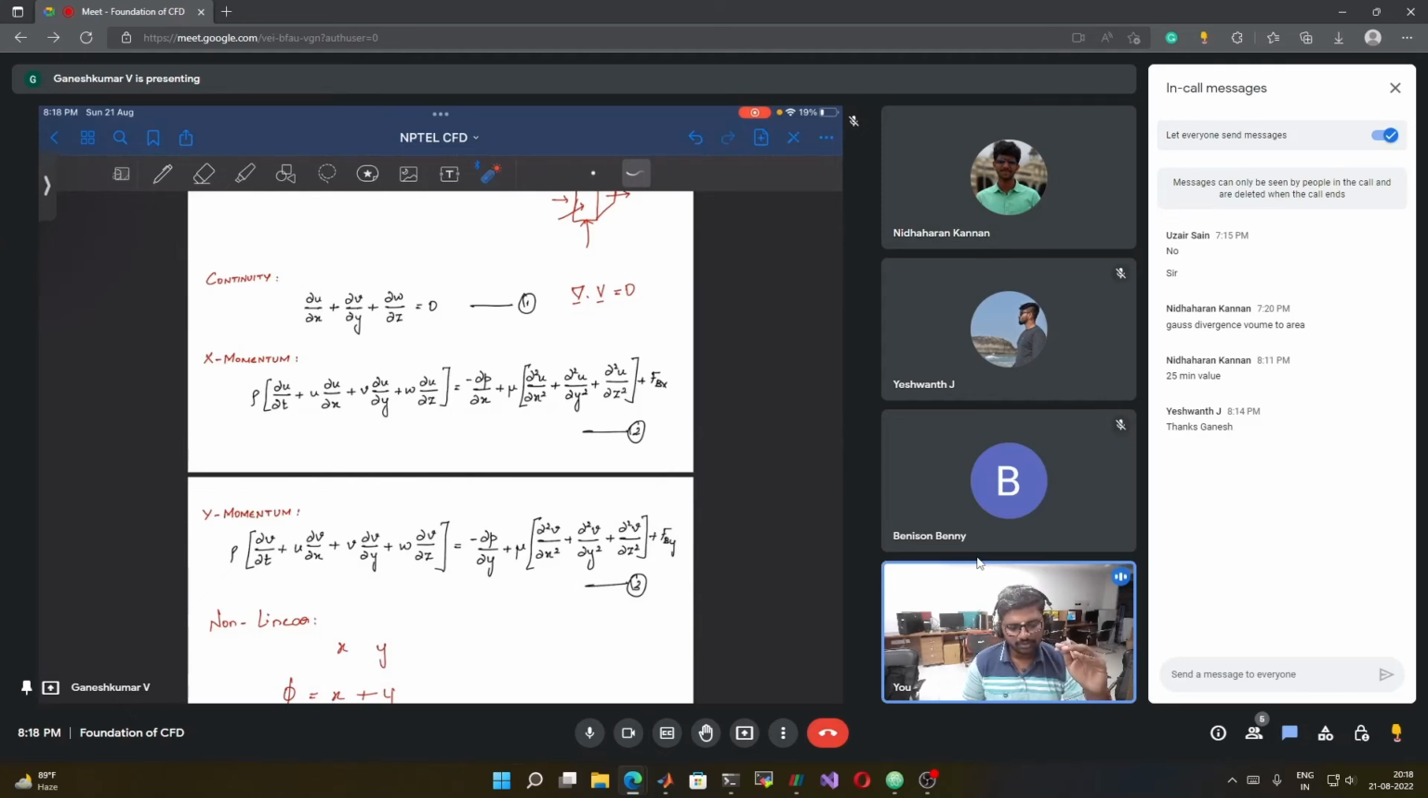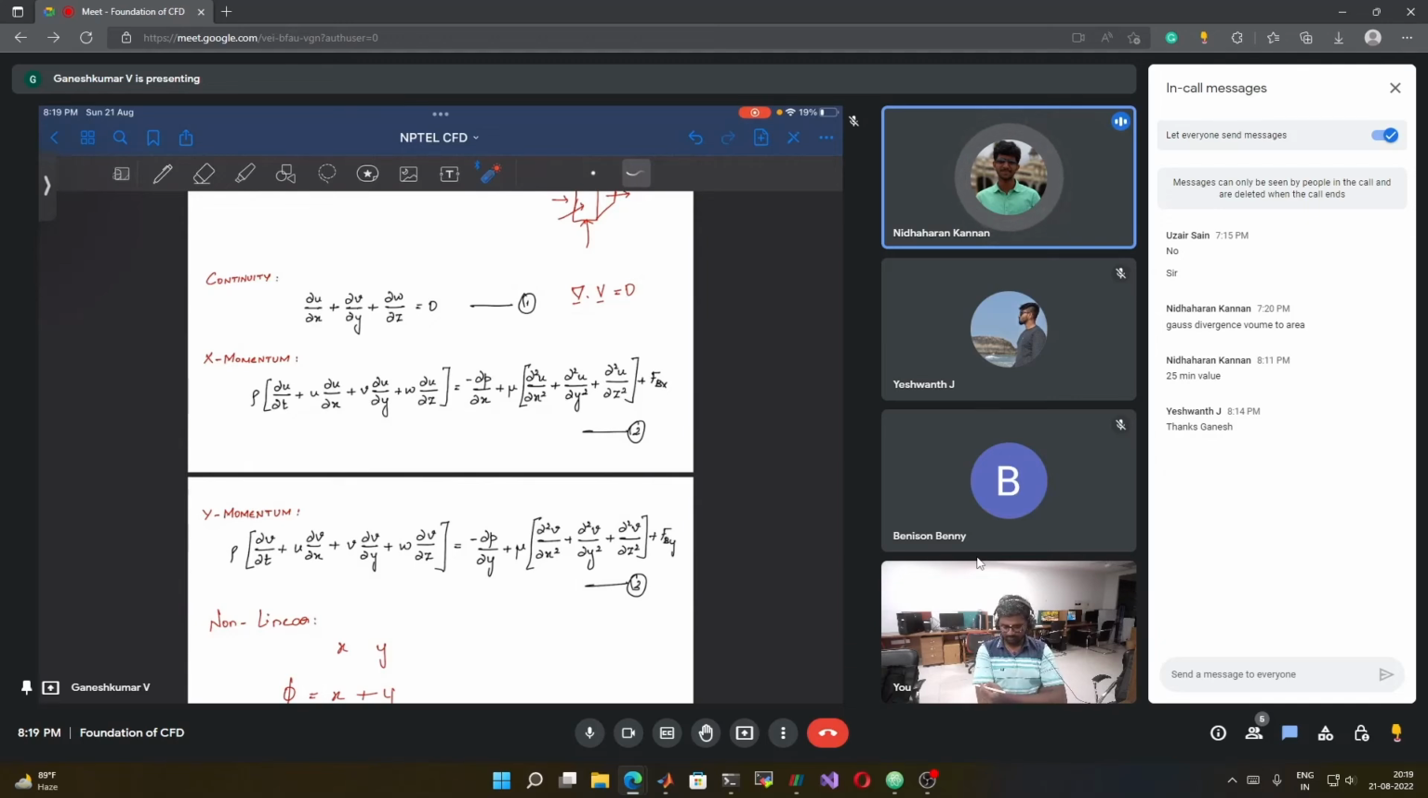So that's why, this is a differential equation, we have to solve the differential equation. What we do is, we will convert this differential equation to a system of linear algebraic equations. That's the main focus of discretization. How are we going to do it? We are going to convert this into a system of linear algebraic equations. So how do we convert it? That's where discretization comes in.